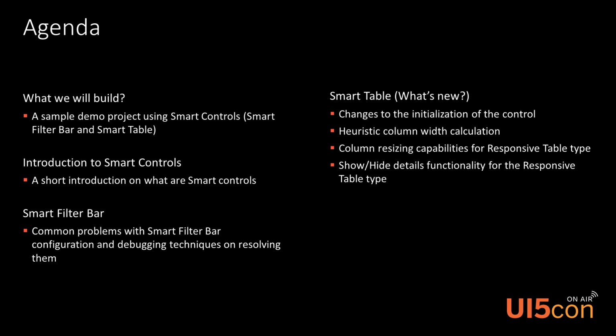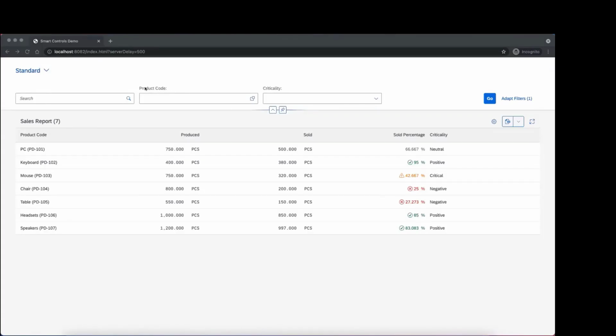So let's see the application that we have prepared. Hopefully you can see my screen. Here we can see that we have smart variant management, smart filter bar, and smart table. And as I said at the beginning, the smart filter bar is broken in some ways. So let's jump right into the code and maybe find what these problems in the smart filter bar are.